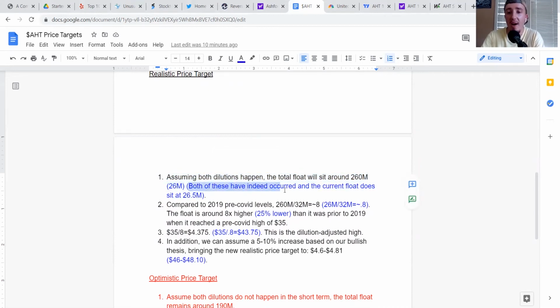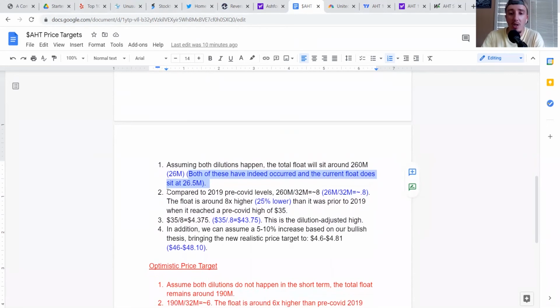And both of these have indeed occurred, and the current float does currently sit at 26.5 million. So we don't really have to worry about any major upcoming dilution. That's a good sign. Now, compared to the 2019 pre-COVID levels, we had an original float of 260 mil divided by 32 million, which was around 8. However, now we have 26 million shares, which is actually about 0.8 of the 32 million that we saw when we were in the pre-COVID 2019 era.